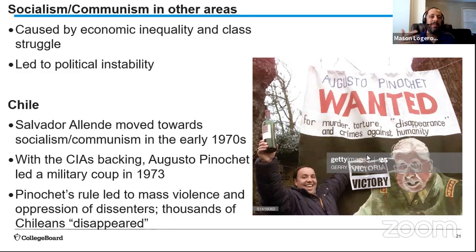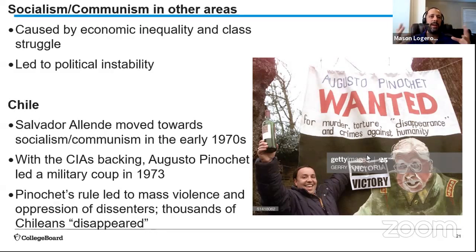But remember, even when a country gains independence, obviously that's a good thing. You no longer have a colonial ruler. But that doesn't mean that all your problems go away. And especially in Latin America, you see economic inequality and class conflict continuing on into the 1900s.